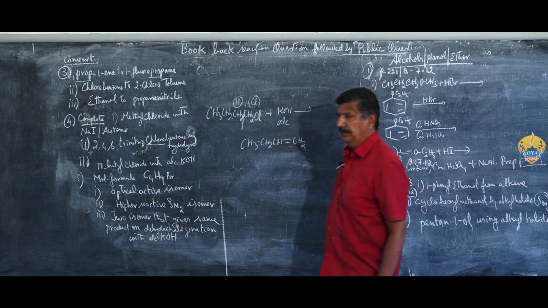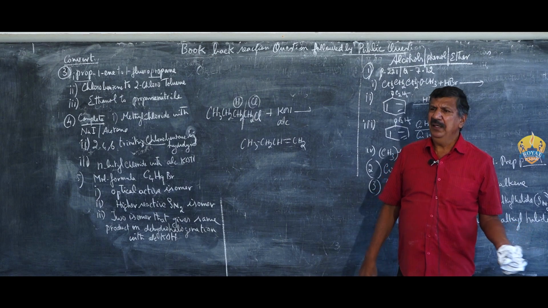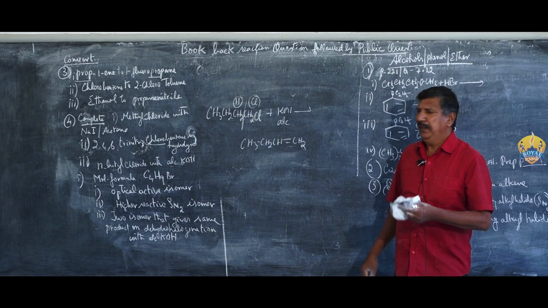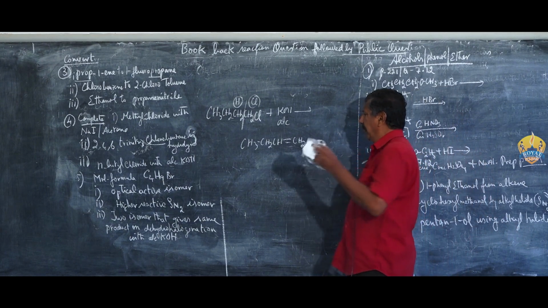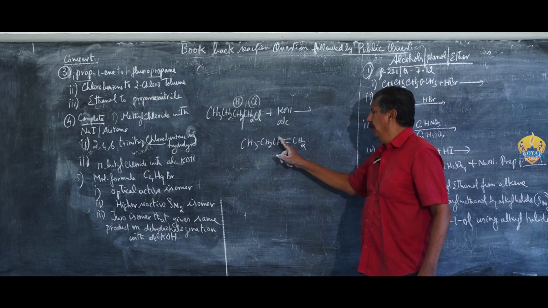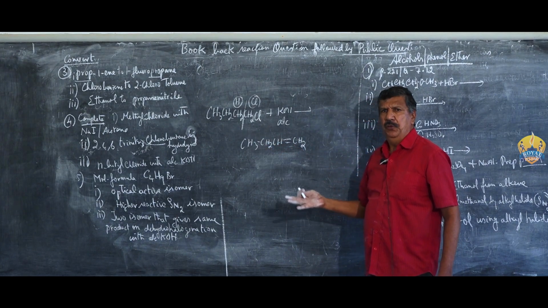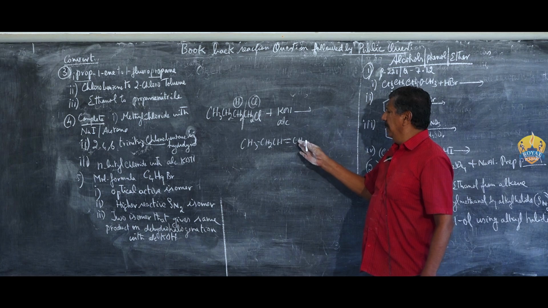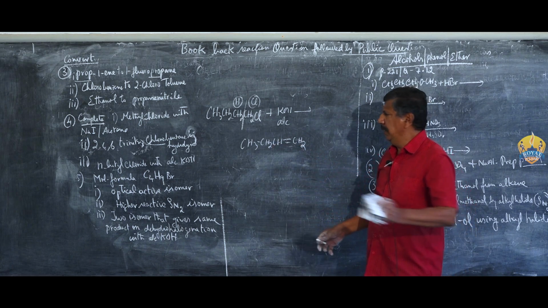That's all. Then KCl plus water. Then usually with KCl plus water. What is the name? 1,2,3,4 butene, because of the double bond present in the first carbon.